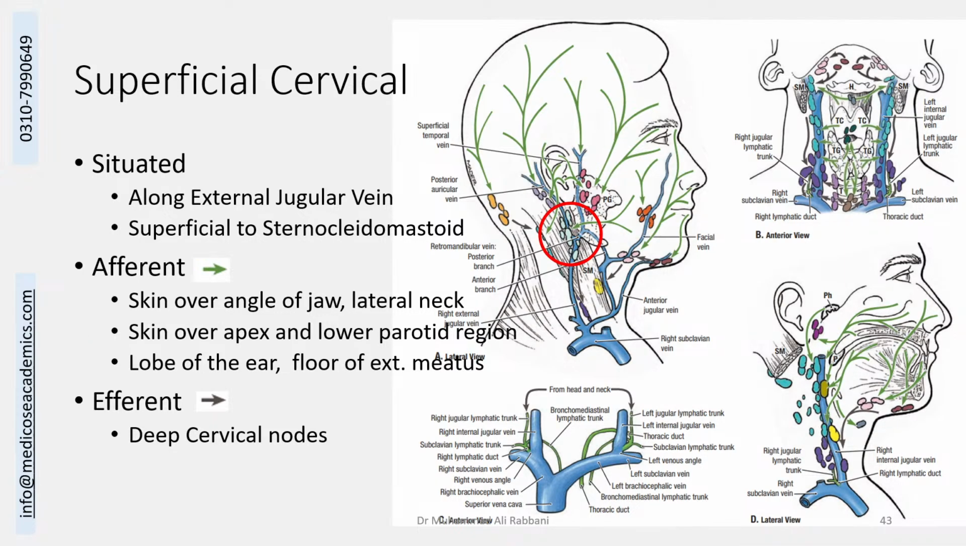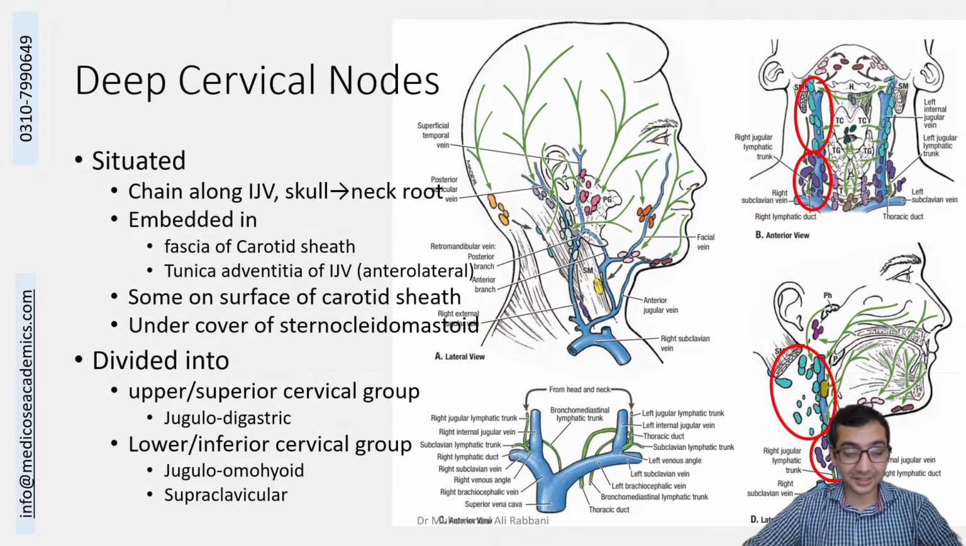They are present along the external jugular vein, and they drain the area right around here, along the angle of the jaw, the apex of the parotid, lower end of the parotid gland, lower lobe of the ear, floor of the external acoustic meatus, and they drain into the deep group of cervical nodes, not inguinal nodes, sorry.